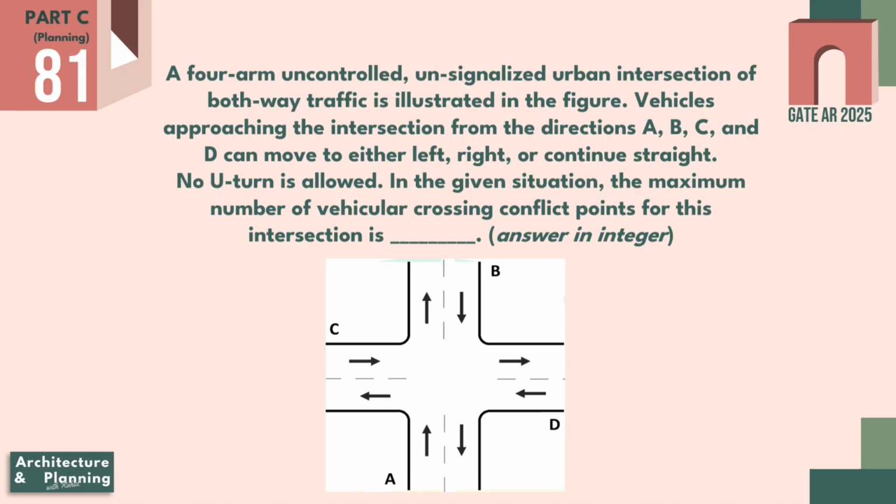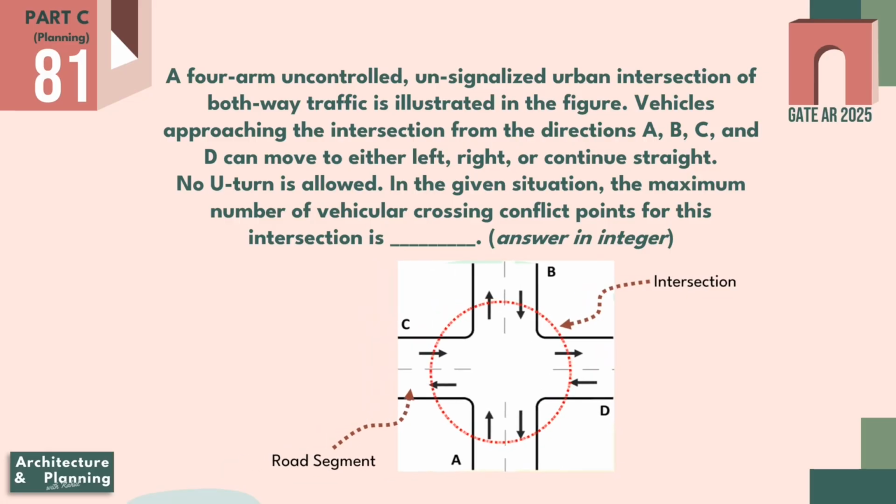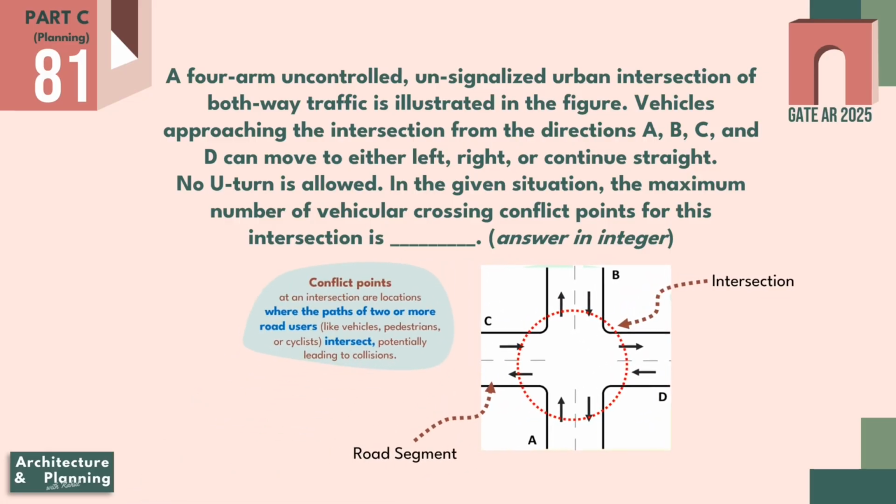So let's start with basic terminologies. This part of the road is known as intersection and this straight part is road segment. In this 4-armed intersection, we have to only find the total number of vehicular crossing conflict points. And what is a crossing conflict point? These are locations at an intersection where the paths of two or more vehicles intersect.